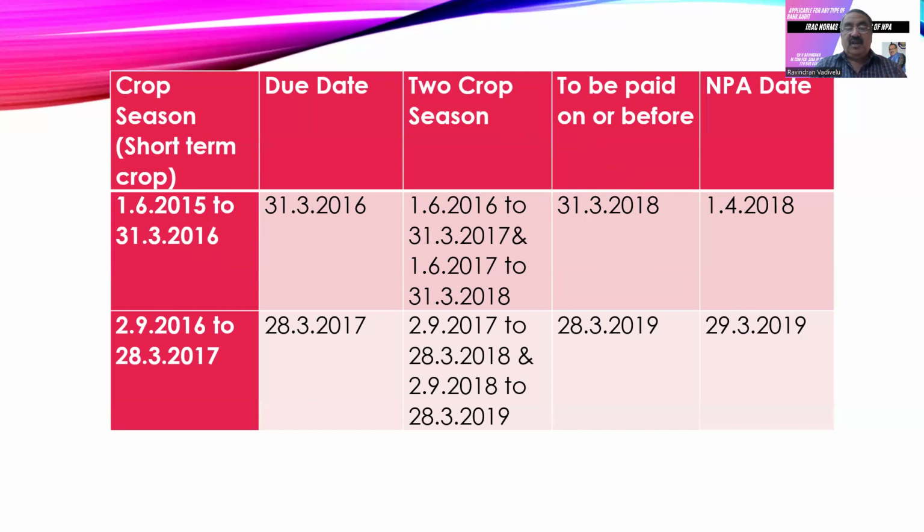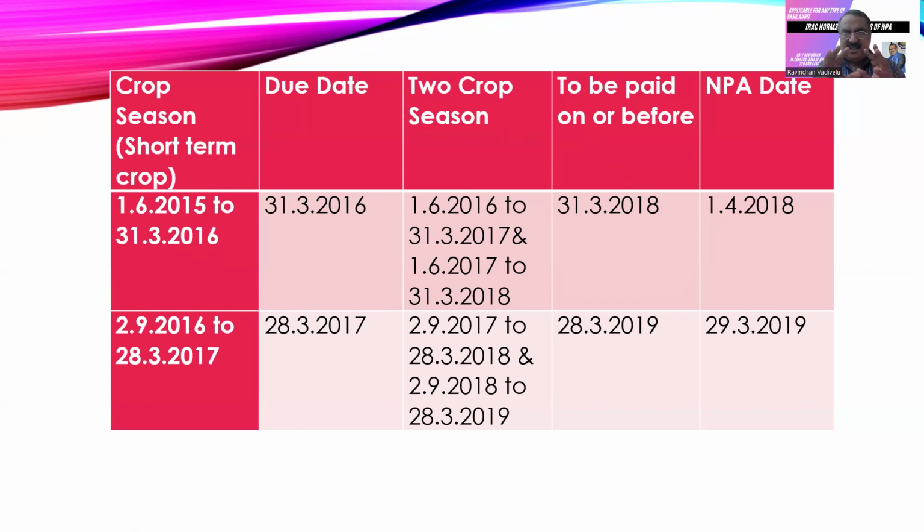I hope you understand. Crop season is clearly mentioned in the sanction letter. Due date is also clearly mentioned in the sanction letter. So two crop seasons you have to add after the due date. So the two crop seasons end on 31/3/18. So it has to be paid on or before 31/3/18. Otherwise, that account will become NPA on 1/4/2018.